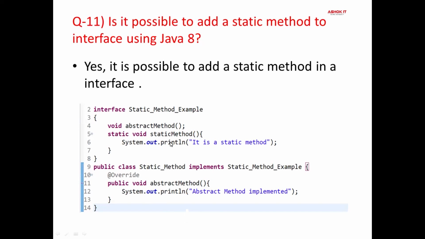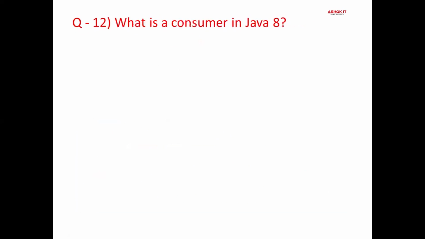This static method contains the complete definition of the function, and since the definition is complete and the method is static, these methods cannot be overridden or changed in the implementation class. They will be used as they are.